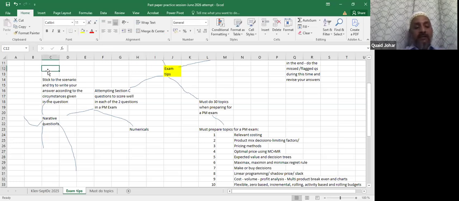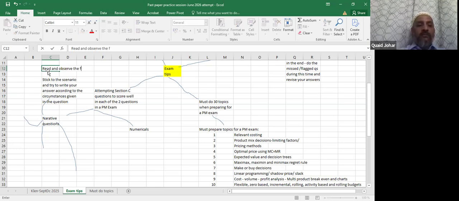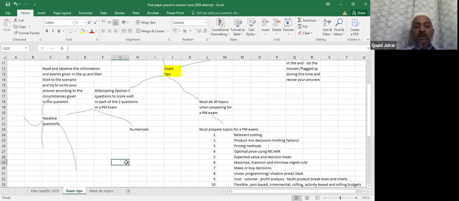So the most important thing is read and observe the information and events given in the question, and then stick to the scenario. So this is what required in a narrative question. So if you stick to the scenario and write with common sense, right, you don't need to learn everything. You will be able to adjust yourself in the exam. Just remember, you have to write according to the situation.